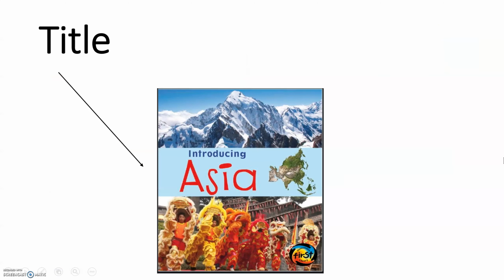going to put those text features into action. We're going to read this book. It's called Introducing Asia. Just by looking at the title of the book, one of our text features, we learn what the book's going to be about. The book is going to be about Asia. If the book was called Introducing America, the book would be about America, but this book is called Introducing Asia, so we will learn about Asia.